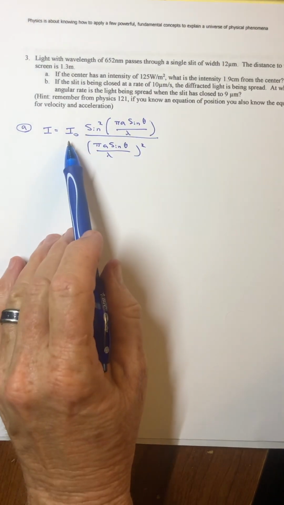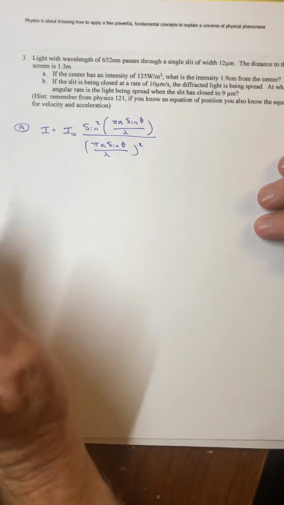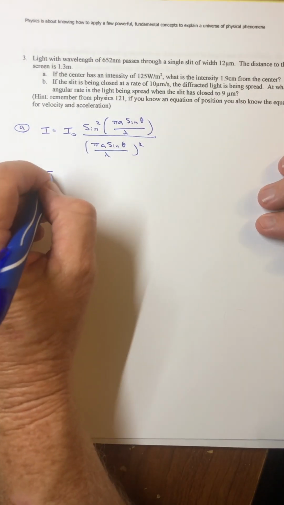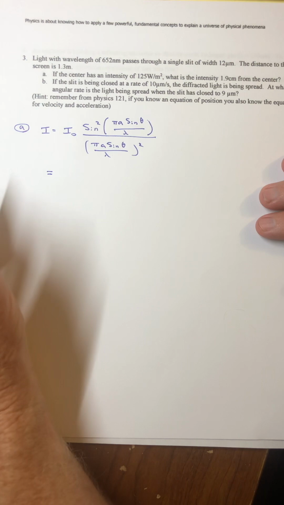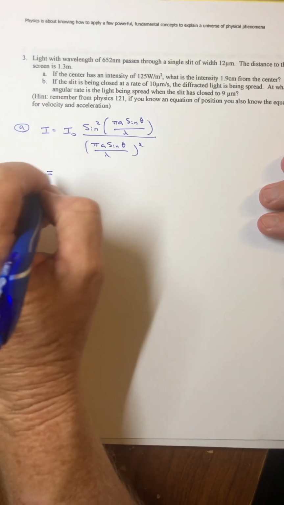And so we need to then calculate it. And all these numbers are straight given. So this really is plug and chug here. But it's got a lot of parameters.